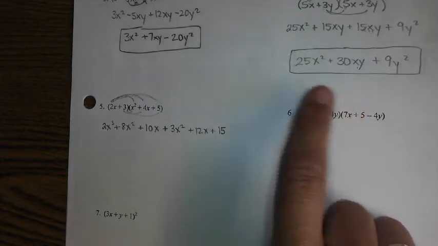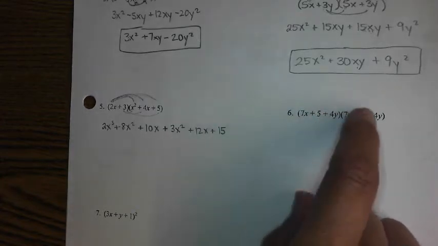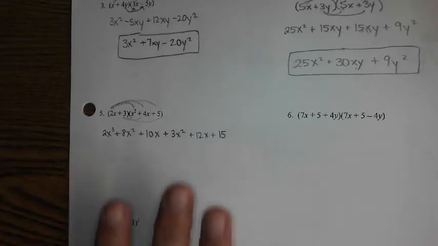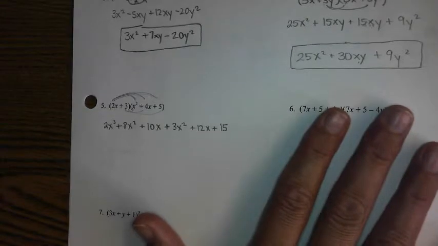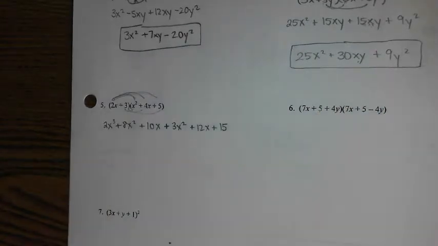You're going to distribute the 7x, then the 5, then the 4y. So go ahead for me, finish 5 just by combining like terms, and try 6 on your own using that concept of triple distributing.